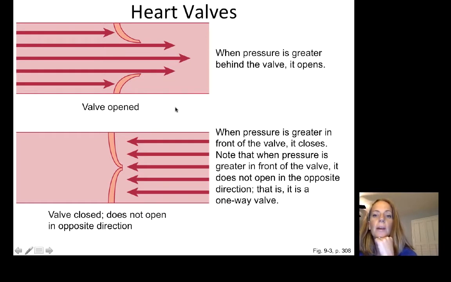So here's another picture of the heart valves, just showing that they are a pressure system. Between the atria and the ventricles, when the pressure in the atria gets high enough, when they get full enough, they will push the AV valves open. Then the ventricles will pump to get the blood out, either of the pulmonary trunk or the aorta, and that will close the AV valves, preventing blood from backing up into the atria.